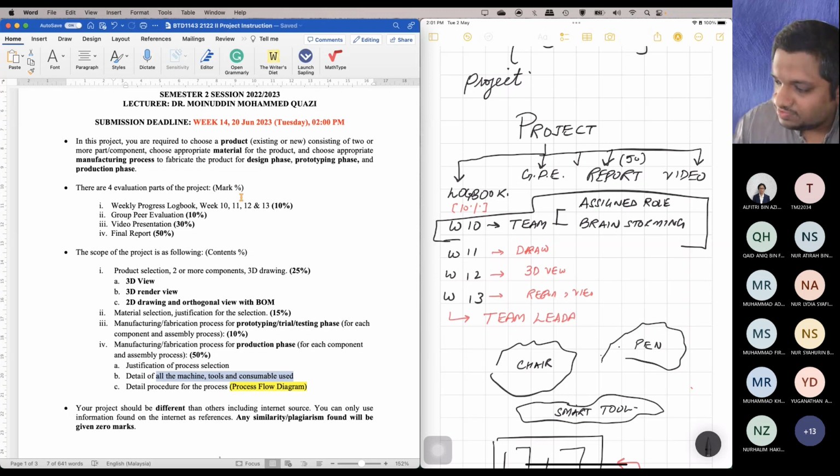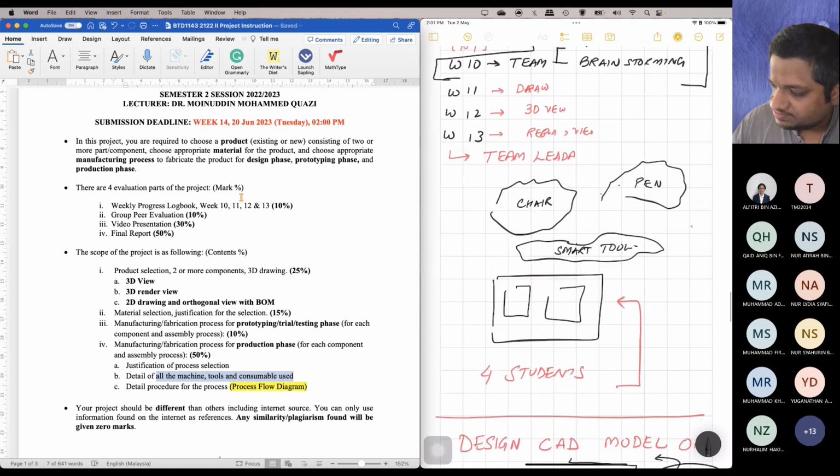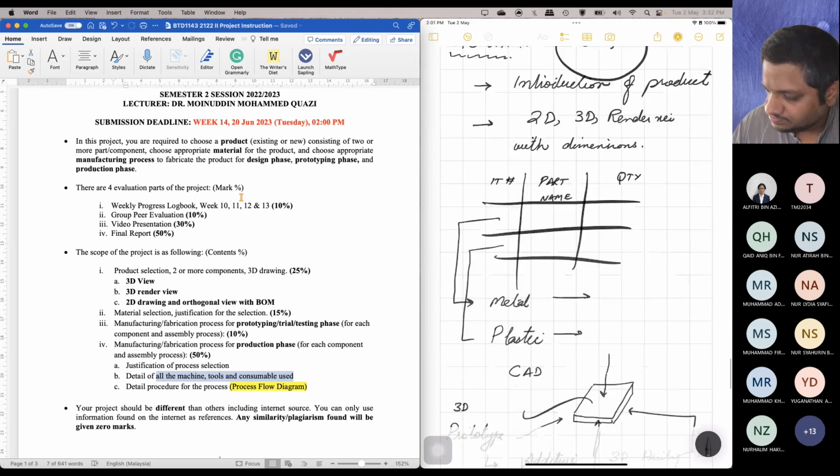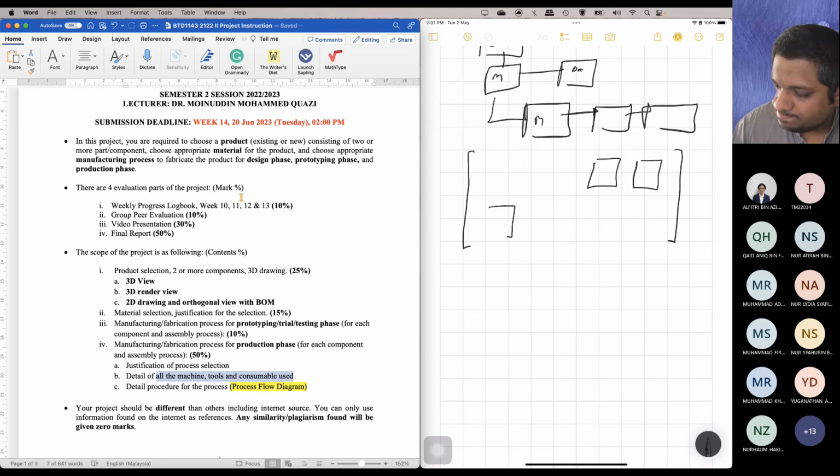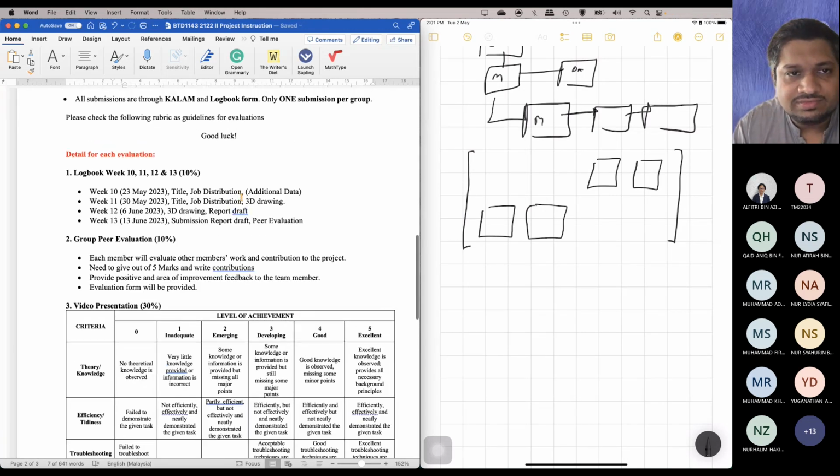Next, we are going to move on to the video presentation, which is 30% of the marks. Video presentation. So you guys need to record a video in which all four members are present. All four members are present. You have to record a video. What you need to do in the video?